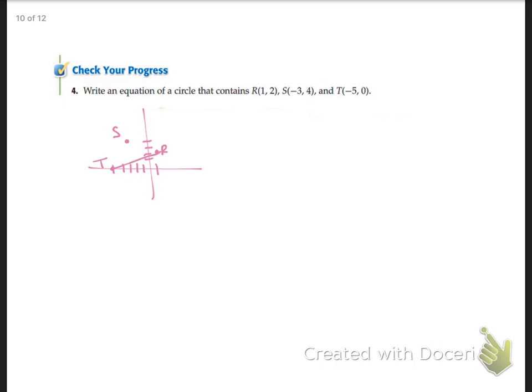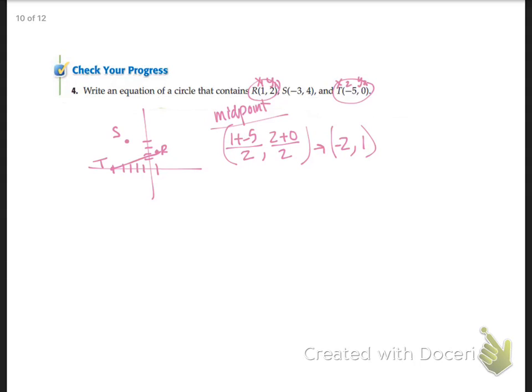So let's do the midpoint first to find my center. So I'm going to do 1 plus -5, my x's, and 2 plus 0, my y's. Okay, 1 plus negative 5 is negative 4, divided by 2 is negative 2. 2 plus 0 is 2, divided by 2 is 1. Now I do the distance of those, so I label x1, y1, x2, y2. So D equals the square root of (0 minus 2) squared plus (negative 5 minus 1) squared.